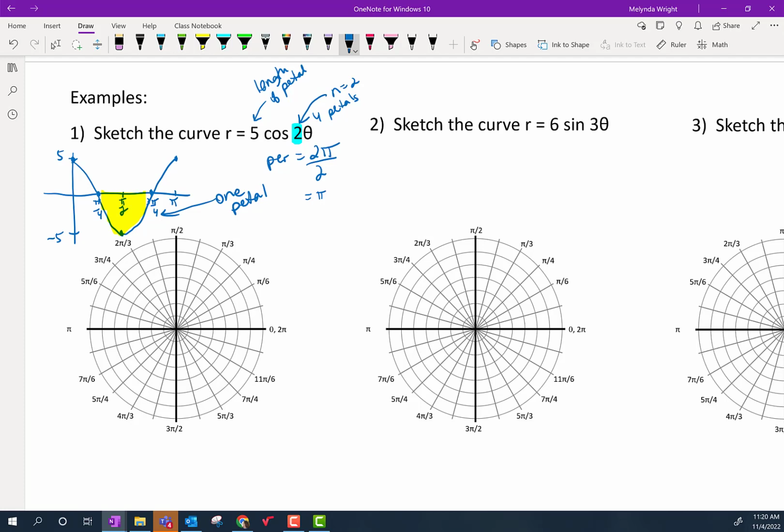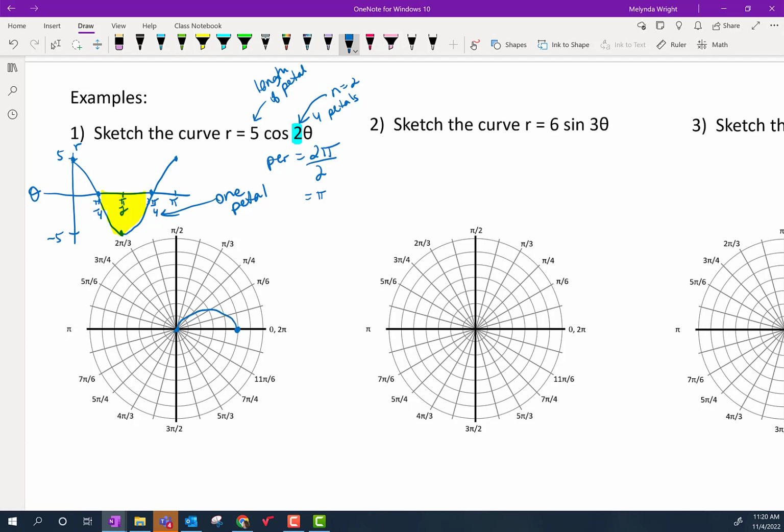We don't have to graph the complete Cartesian graph to be able to understand where these are. If we can just start the petals, we can just use symmetry and finish them all out. We know we're supposed to have 4 petals. So let's start at 0. Remember this is theta and this is r. Start at 0, r is 5, 1, 2, 3, 4, 5, okay. And then at pi over 4, we go to 0.